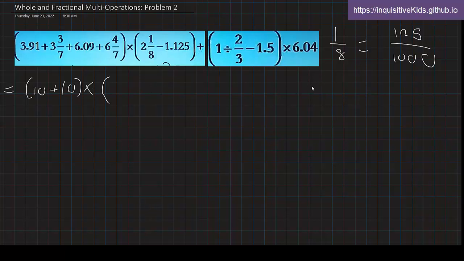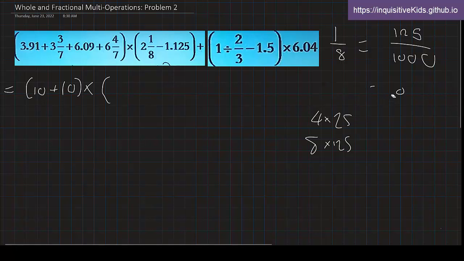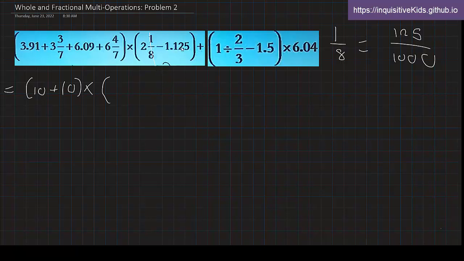Because 2 times 50 is 100, right? So is 4 times 25, and 8 times 125 is 1,000. So those are very important ones. 2 times 5 is 10. And this is a fact that you need to know, and that's going to come up again and again. So these two fractional parts, since it's subtraction, they cancel out, and we have 2 minus 1, and that's 1.